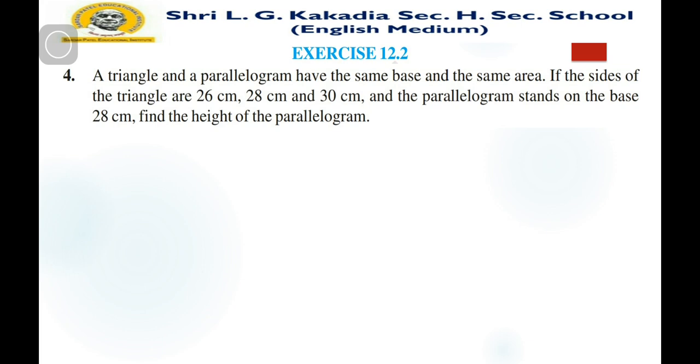Now we know that to find the area of a triangle, as all the sides are given, we can use Heron's formula. So we can find the area of the triangle, and it is equal to the area of the parallelogram, which is given by base into height. The base is given because both are on the same base. Since both have the same area, comparing both areas we can find the height.